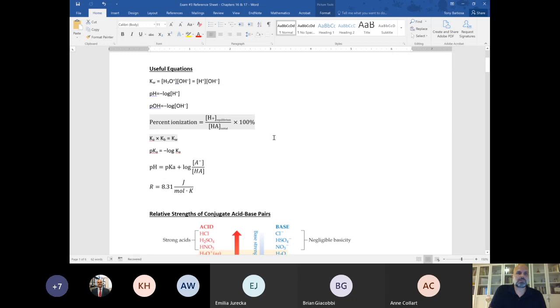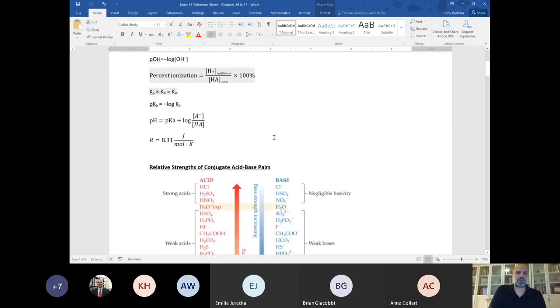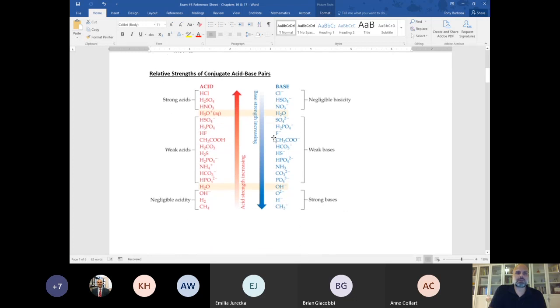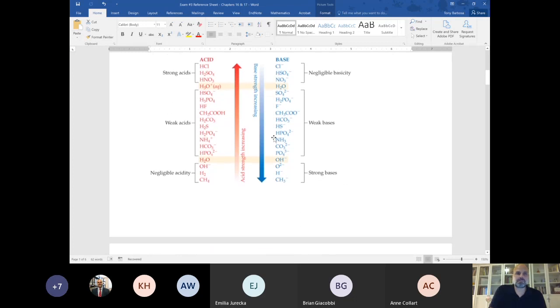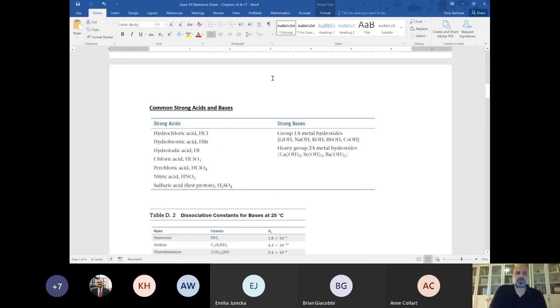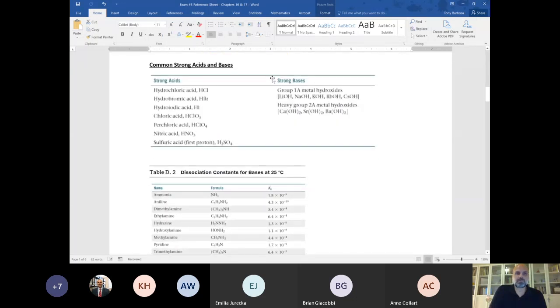Kw, pH, pOH, percent ionization, Ka, pKa, the Henderson-Hasselbalch, the relative strength of acids and bases, right? You have your strong acids, your strong bases. Obviously, there are a few more strong acids that we talked about, like ClO4, things like that here. And we have another table of common strong acids and bases, right? So I put both of them in here, right? So this is the other table.